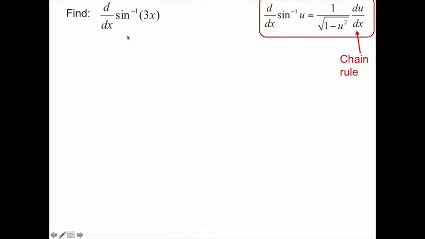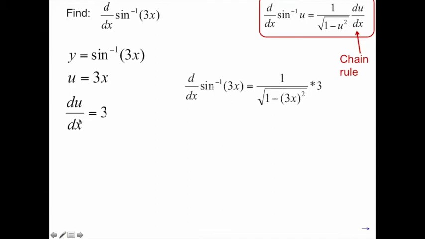So let's try this. We're going to find the derivative of the inverse sine of 3x. Notice we have an outside function, the inverse sine, and an inside function of 3x. So we're going to have to use the chain rule here. We're just going to call that y, and let's call 3x u. So we know du dx is 3. That way we can do the derivative of the outside times the derivative of the inside.